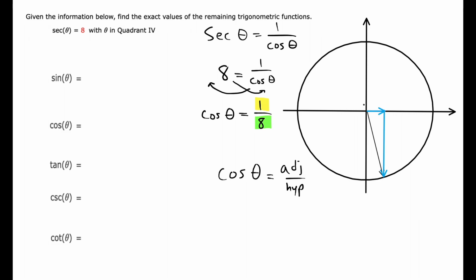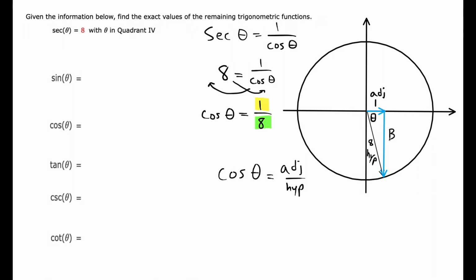So the angle that we'll get, put that here. Okay, so the cosine of that angle is the adjacent over the hypotenuse. They're saying that the adjacent is a 1 and the hypotenuse is an 8. Now, we have to find out what the missing side is here.